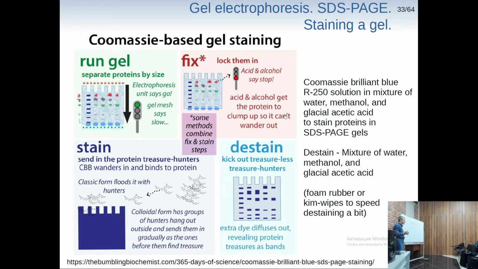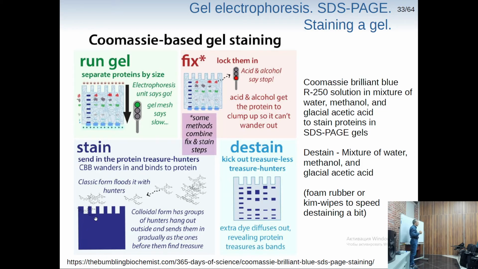So if you have a choice, usually it's better to use so-called colloidal Coomassie. What we do is get an excess of the stain, and this dye will stain the whole gel, not only your proteins, but it will be inside it. So it will be just blue, dark blue.